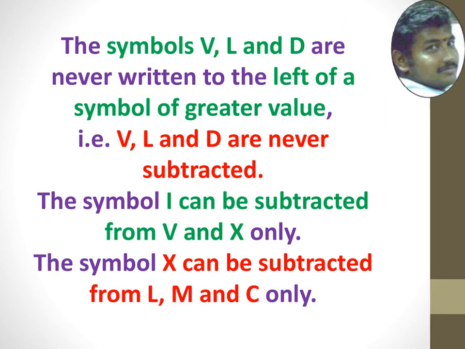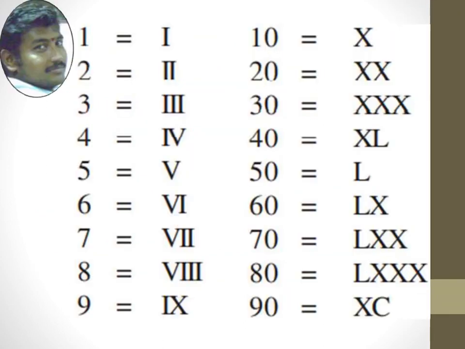And so on. The symbols V, L and D are never written to the left of a symbol of greater value. V, L and D are never subtracted. The symbol I can be subtracted from V and X only, and so on. You see, few values given for you.